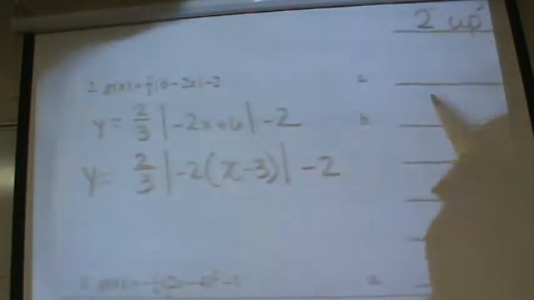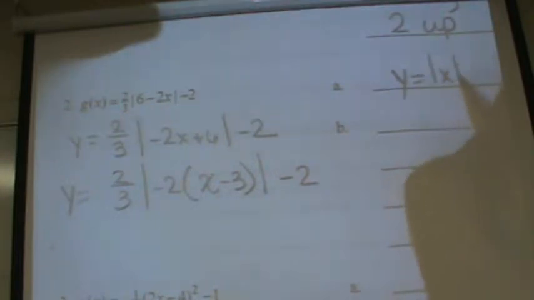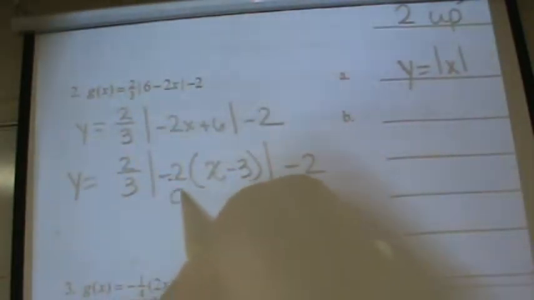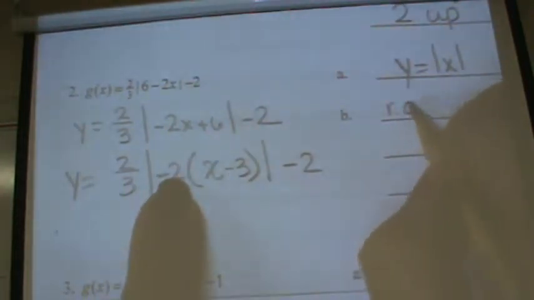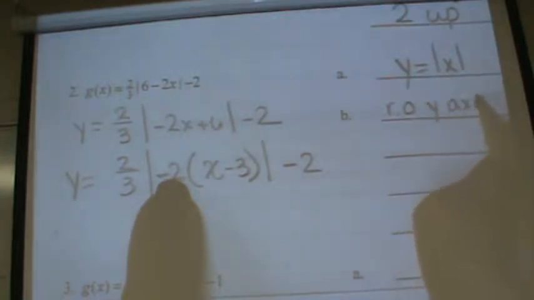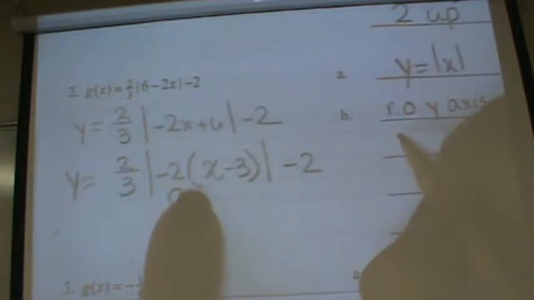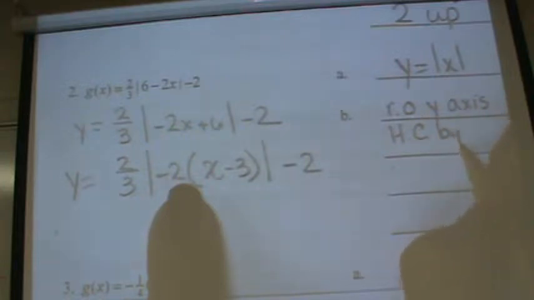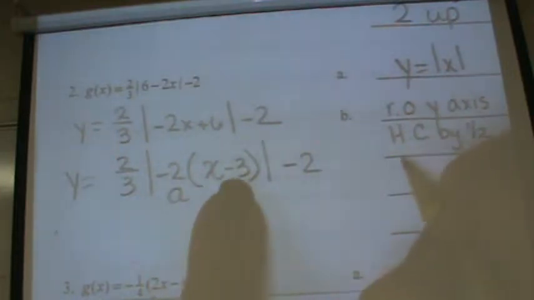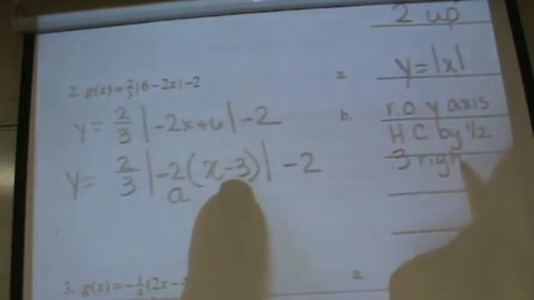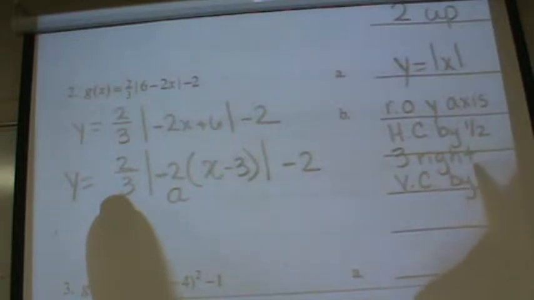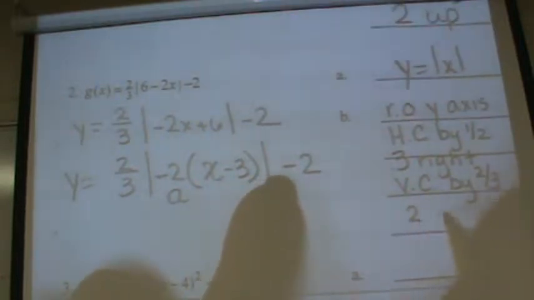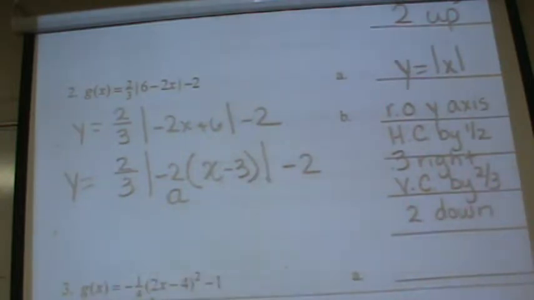So what's the parent function here? It's the absolute value. So we're going to start, here's a. This is our a value. This is first a reflection over the y-axis. It is a horizontal compression by 1/2, 3 units to the right, a vertical compression by 2/3, and 2 down. And we did this one in class.